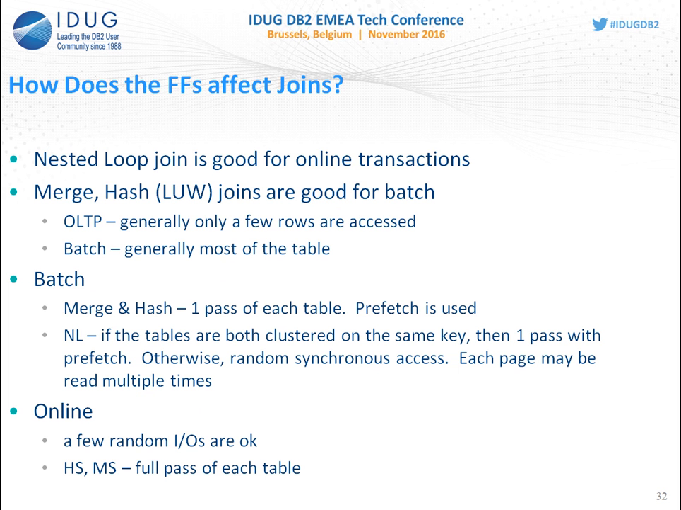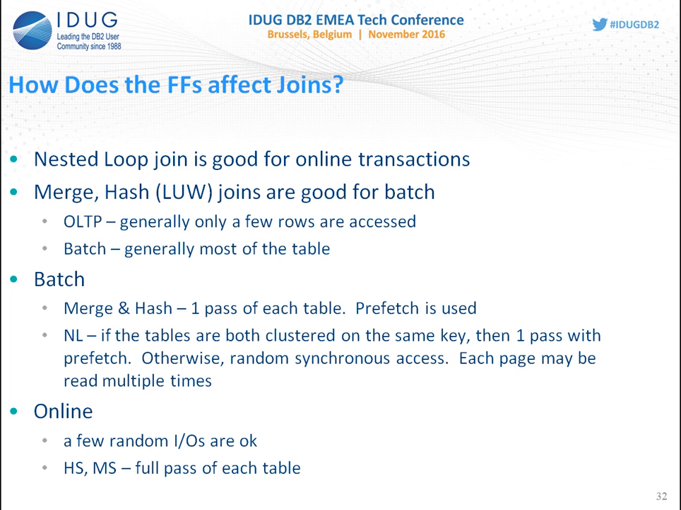In general, nested loop joins are good for online transactions, and merge and hash joins, in LUW, are good for batch. The different characteristic is that online generally accesses a few rows, and batch processing often accesses a large percentage of the table.